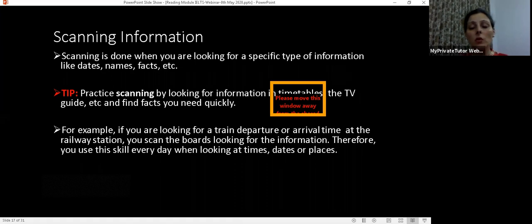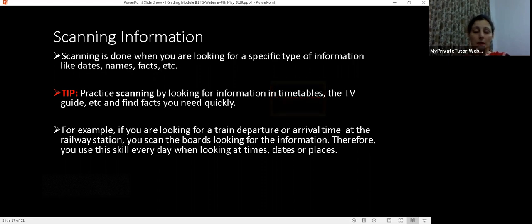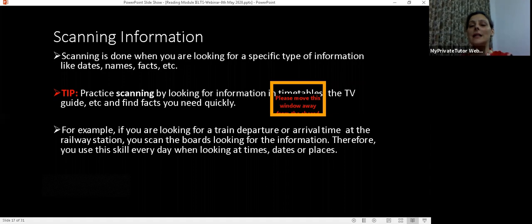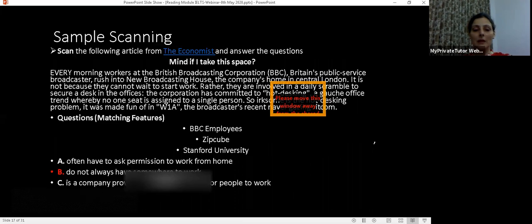For example, if you go to the train station, there is a lot of information going on over there on the boards, but you have to look for your specific information, where you want to go. So you just scan the board quickly. Then you get your information where you want to go, and you just read that in detail. So this means that you have scanned the whole informative board.